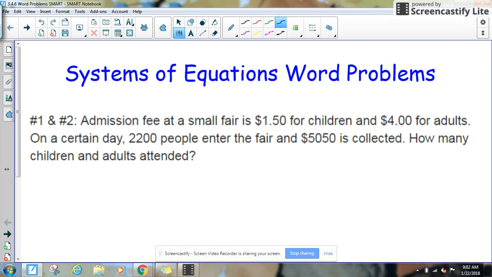Okay, so how many children? So let's maybe let C equal the number of children who attended the fair, and let's let A be the number of adults.